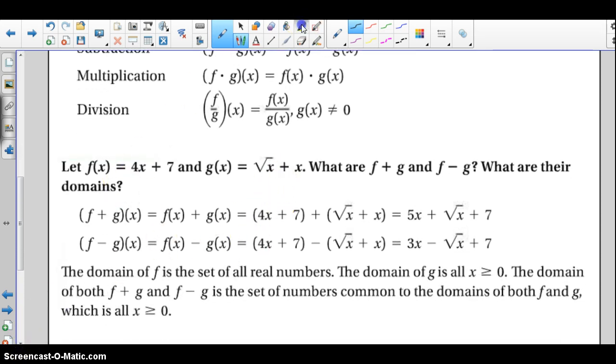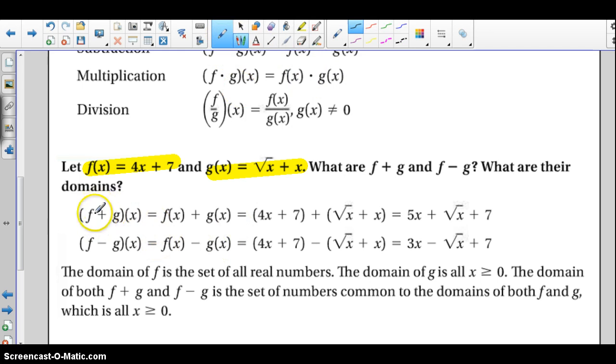I'm just going to highlight these real quick. I'm going to be using this function and this function, and we're going to be looking at adding, subtracting, and multiplying these two functions together. So let's take a look.